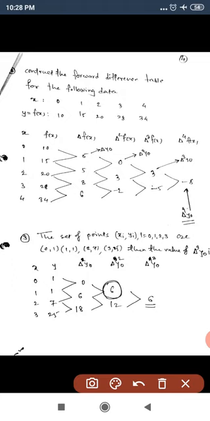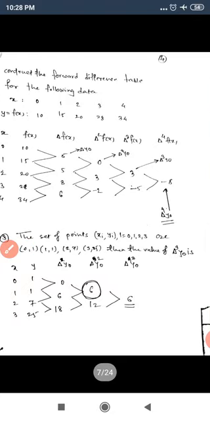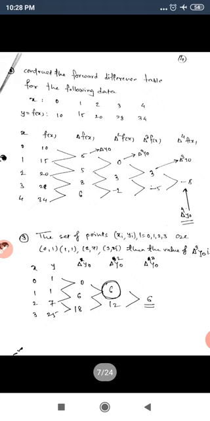Second example, the set of points xi, yi, i varies from 0, 1, 2, 3 are (0, 1), (1, 1), (2, 7), (3, 25). Then find the value of del cube of y0. Here we have to calculate del cube of y0. So values are given, ordered pairs are given. So values of x are 0, 1, 2, 3, and values of y are 1, 1, 7 and 25.